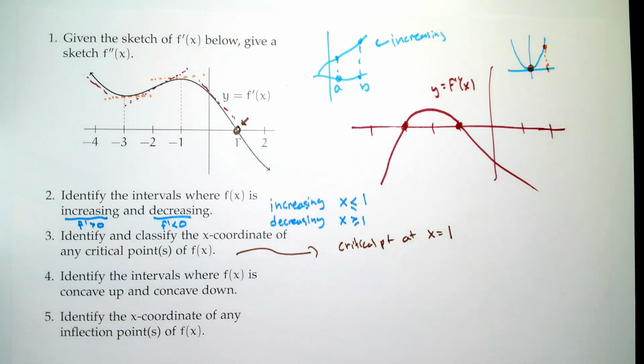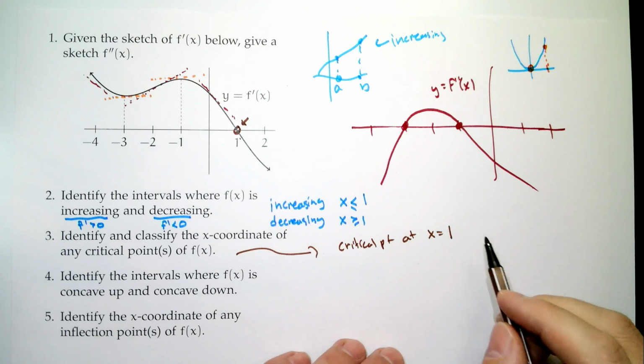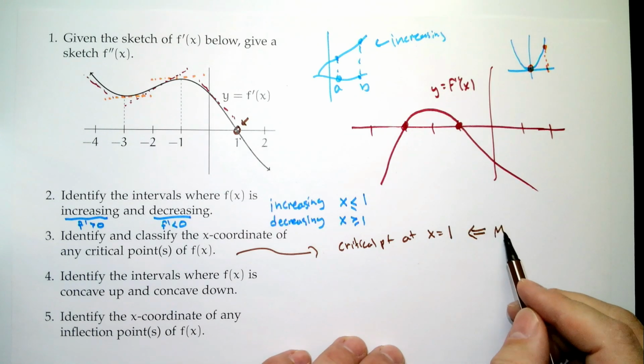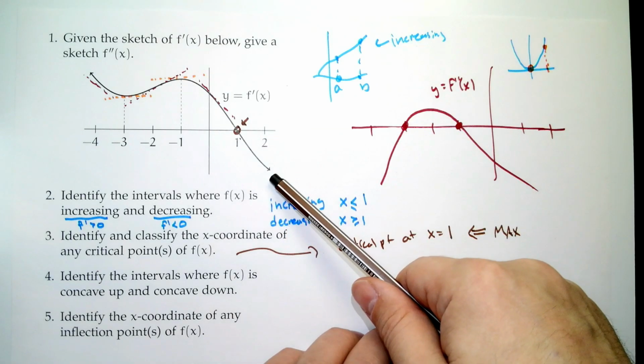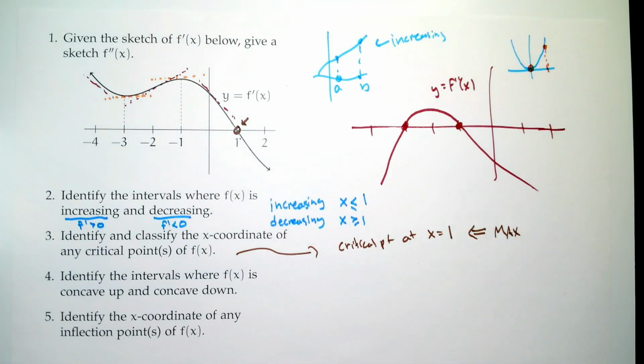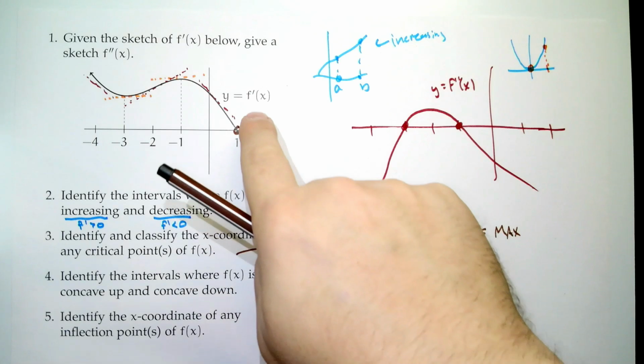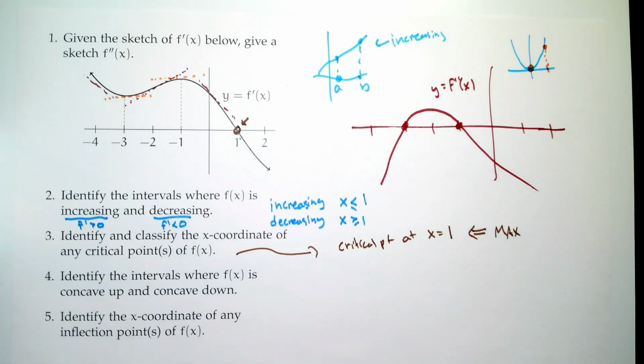What kind of critical point is it? Is it a max, or is it a min, or is it neither? It is a max. How do we get max? Because you might say, that's not a max. But remember, you're looking at it through f of x colored glasses. You've got to take your f of x colored glasses off. This is f prime of x.